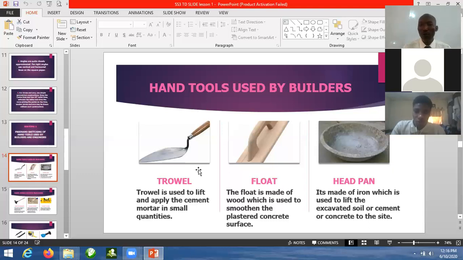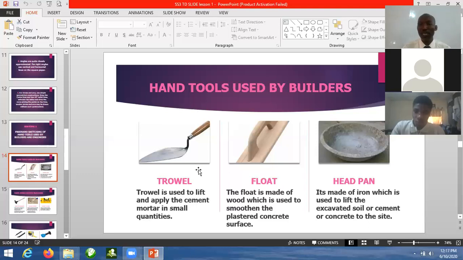I would love you, if there's a nearby place where a construction is going on, to take a short trip there and see all these things so that you get to know them, you get to see them practically being used.